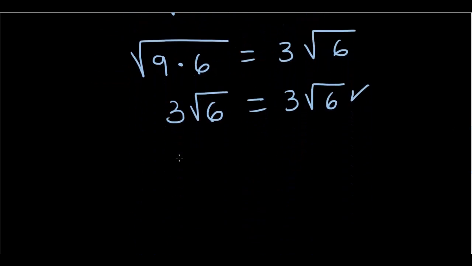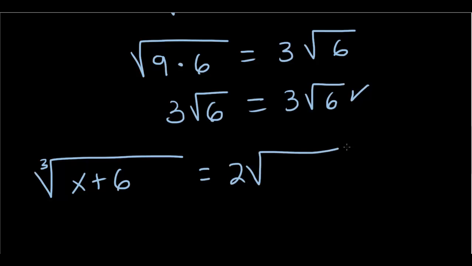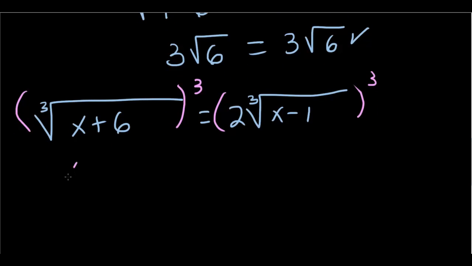Let's try another one. We're going to try cubic root of x plus 6 equals 2 times cubic root of x minus 1. On this example, we're going to elevate everything to the power of 3 because that is the index. And then the process is the same. So this is going to give me x plus 6 equals 2 to the power of 3, which is 8 because 2 times 2 times 2 is 8, times x minus 1.